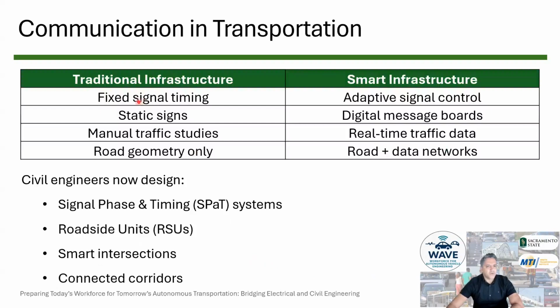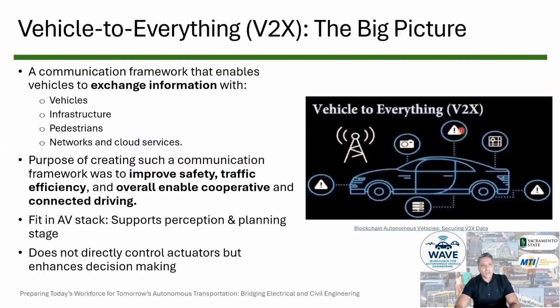For example, traditional infrastructure had fixed signal timing, static signs, manual traffic studies, or road geometry only. But in smart or intelligent infrastructure, you have adaptive signal control, digital message boards, real-time traffic data, and road and data networks. Now, civil engineers can design signal phase and timing systems like roadside units, smart intersections, and connected corridors. So, we talked about V2X and V2I.